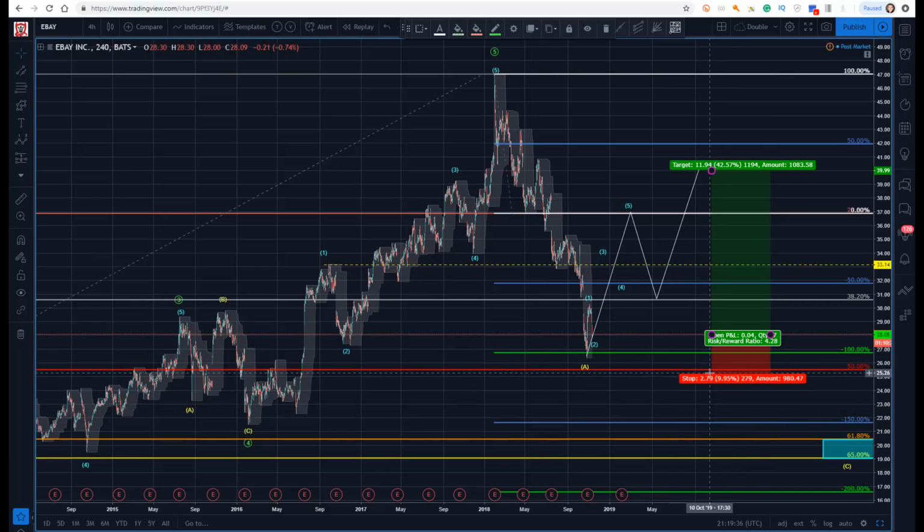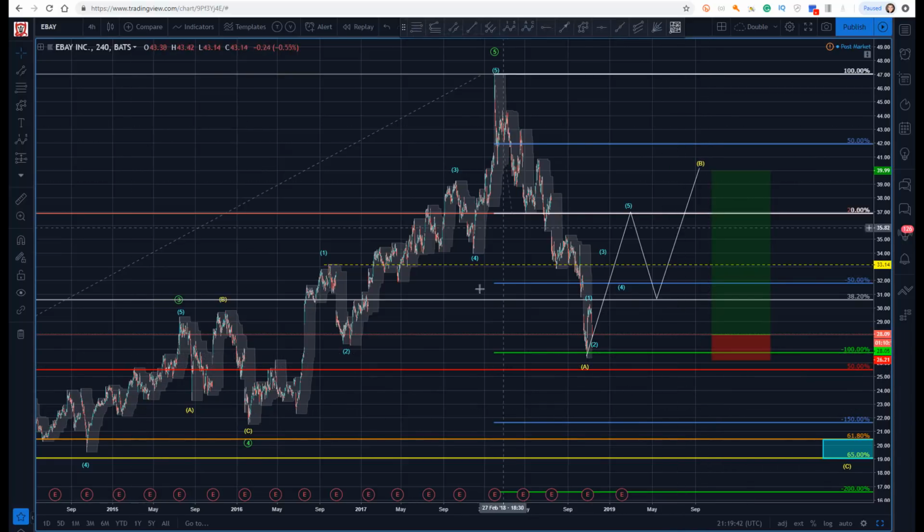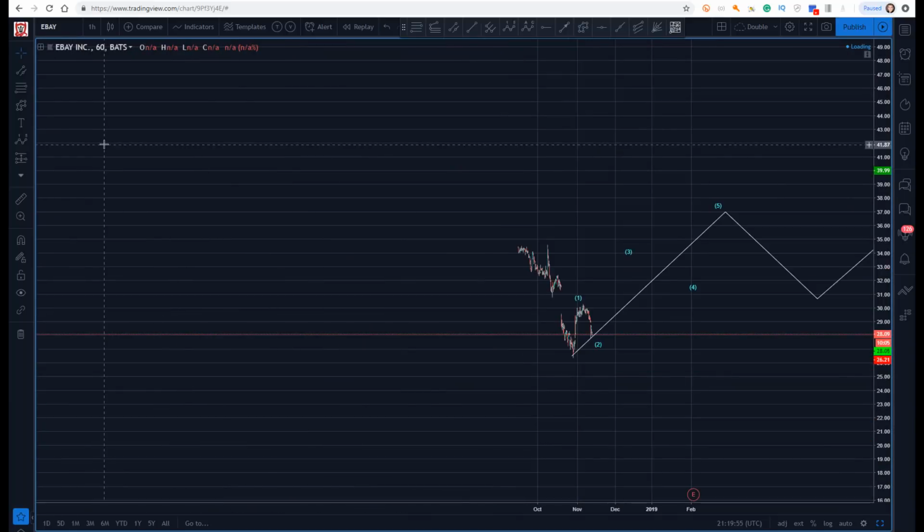So even if you wanted to give it to the 50, but I wouldn't do that, right? So here's your pivot. If you're taking this trade off of the idea that this is 1, 2, that pivot should not break, right? So there you can get your 6.5 to 1. So even, let's see how we look on an hourly.